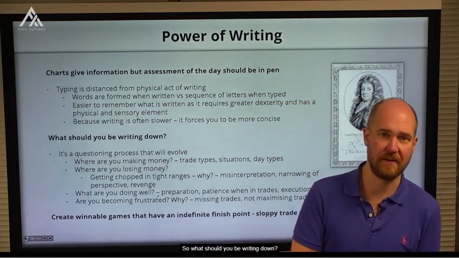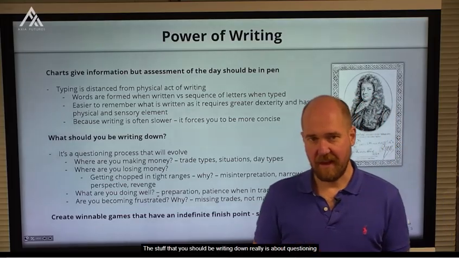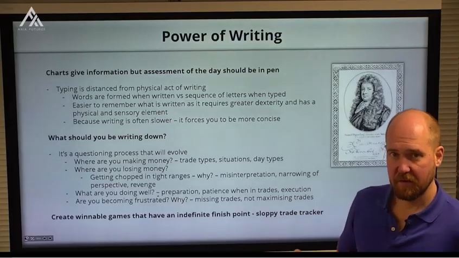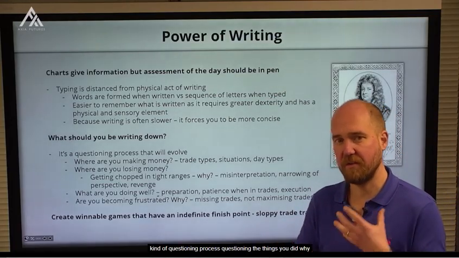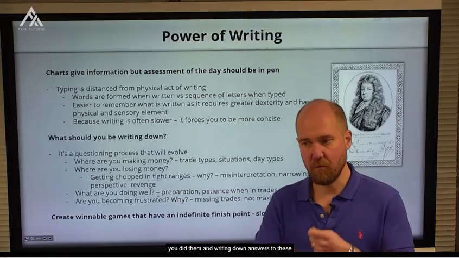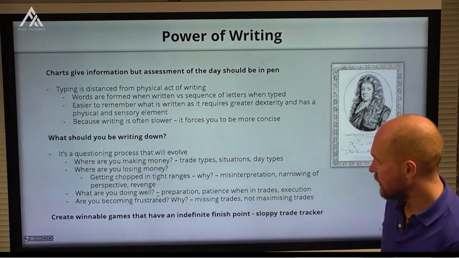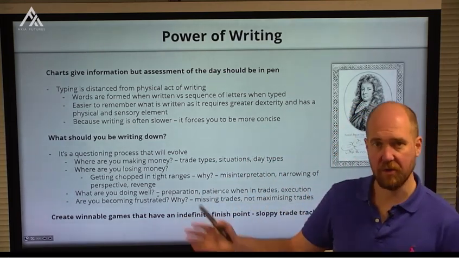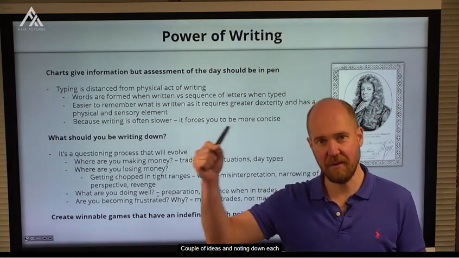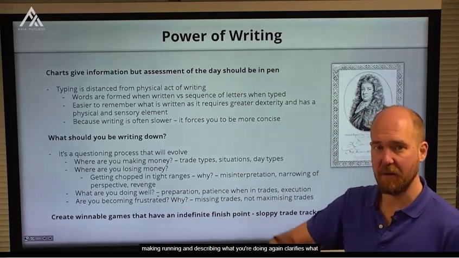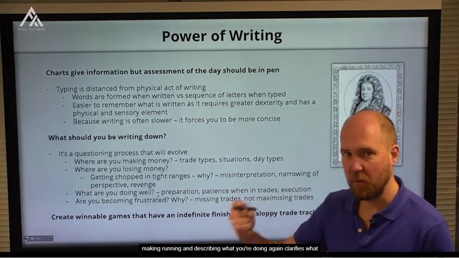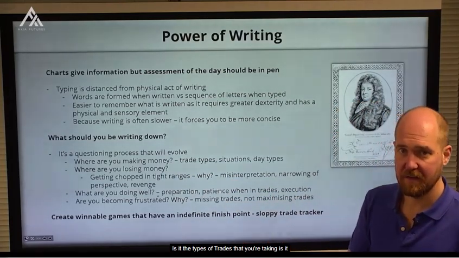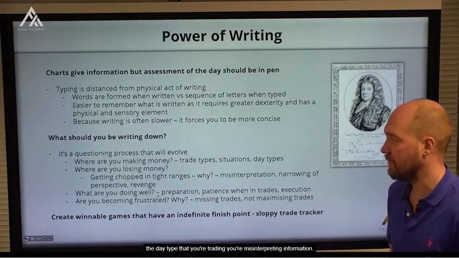So, what should you be writing down? The stuff that you should be writing down really is about questioning what you've done on the day, the process with which you've traded. So it's creating this questioning process, questioning the things you did, why you did them, and writing down answers to these things. So looking at things like where you're making money. This comes back to the original couple of ideas of noting down each individual trade. But just by noting down where you're making money and describing what you're doing, again, clarifies what it is that you're doing well. Where you're losing money, is it the types of trades that you're taking? Is it the day type that you're trading and you're misinterpreting the information?